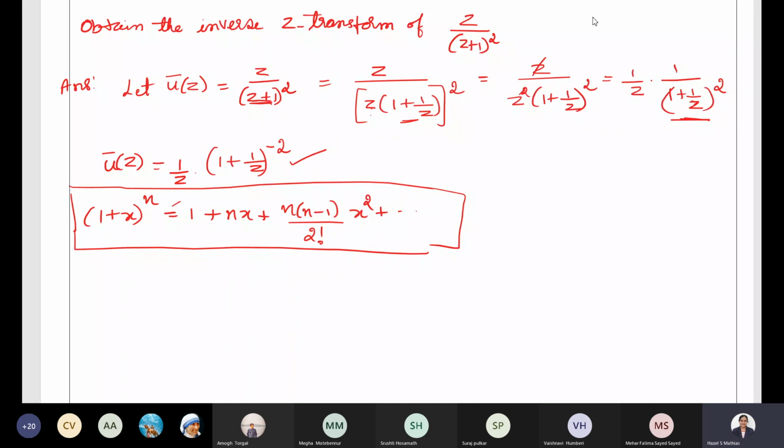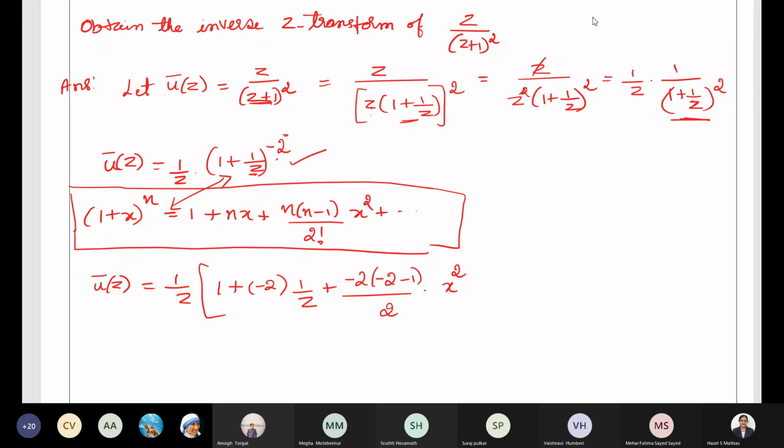Now apply this formula to this term and tell me what will be u bar of z. U bar of z is 1 divided by z into 1 plus x, x is 1 by z, n is minus 2. So according to the expansion, first term is 1 plus n into x. N is the power, which is minus 2, into x, which is 1 divided by z. Plus second term, n is minus 2, minus 2 minus 1 divided by 2 factorial, which is 2, into x square. Correct? Yes, ma'am. Okay. Go for the next one.